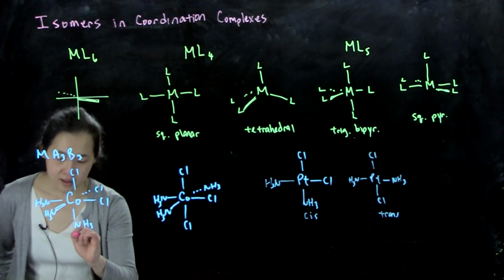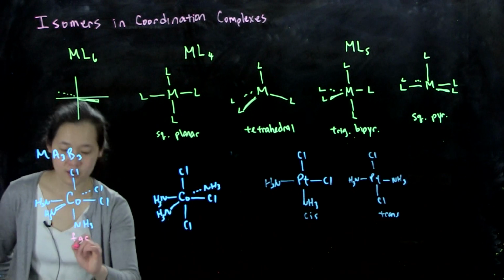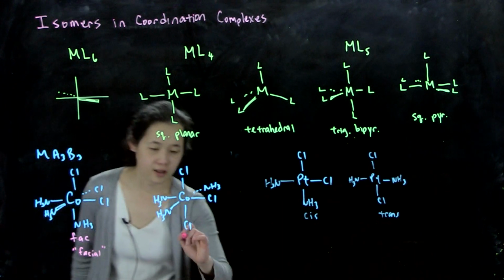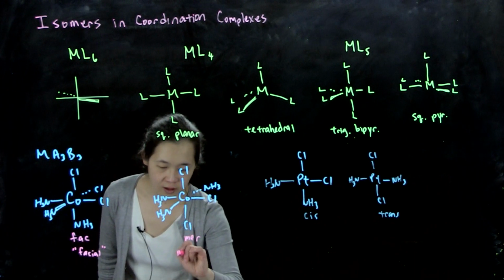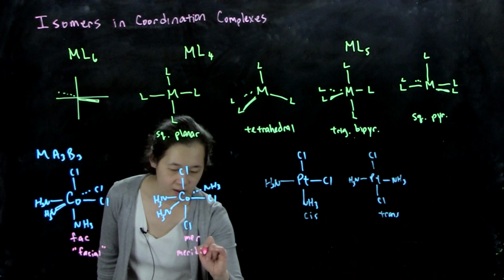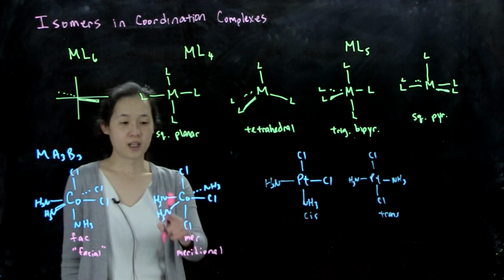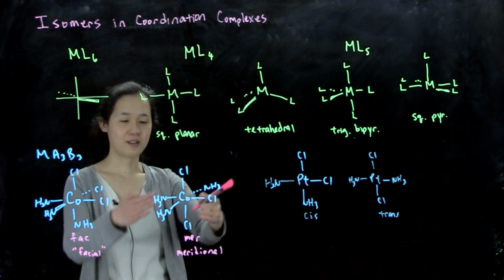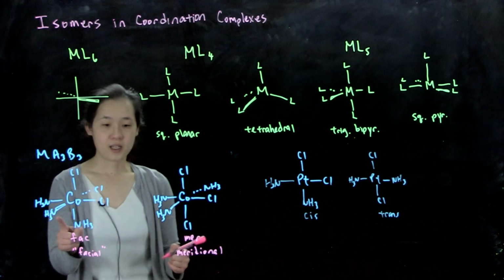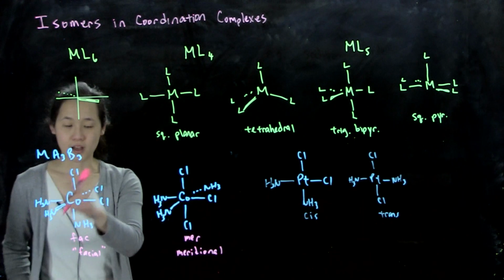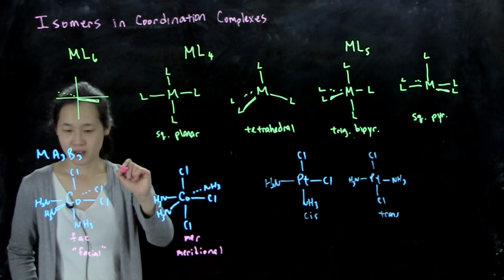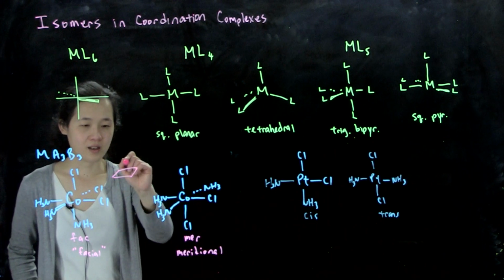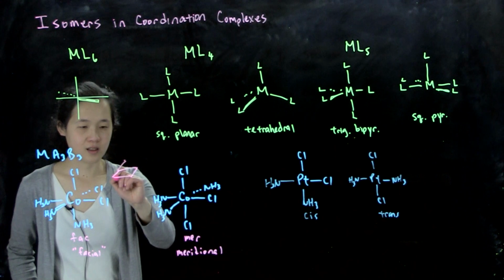This is called FAC for facial, and this is called MER for meridional. It is meridional because you can see it's going around the belt. It's this way, there's 2 across. This is facial because if we were to draw it as an octahedron, so let me see if I can draw an octahedron. Here's my central square. Here are my axial ligands.